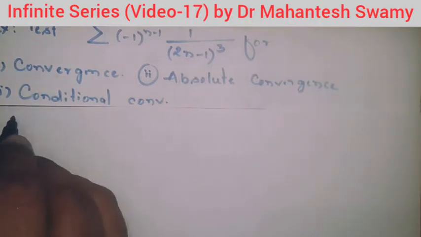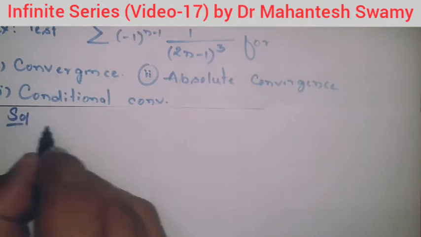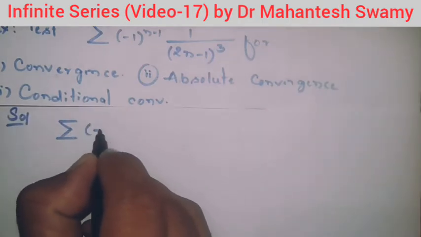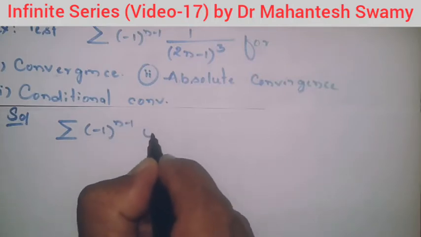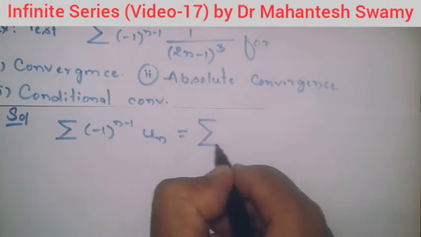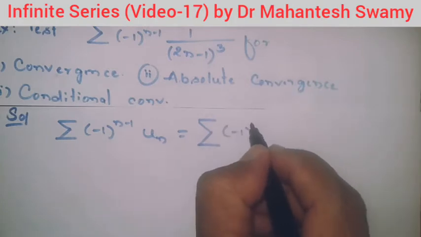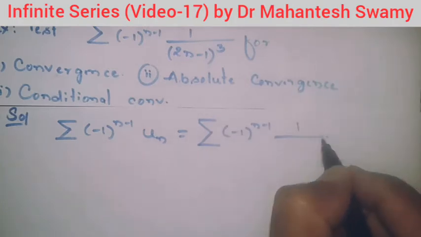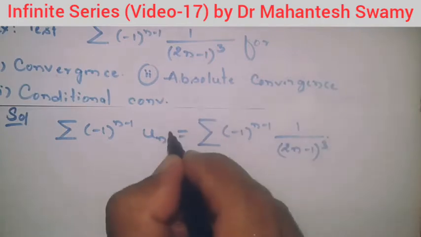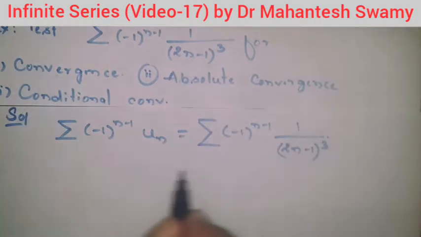Here, summation minus 1 to the power n minus 1 into un, this is the standard format of an alternating series. So it is given as summation minus 1 to the power n minus 1 into 1 divided by 2n minus 1 whole to the power of 3. The given expression I have written as it is.